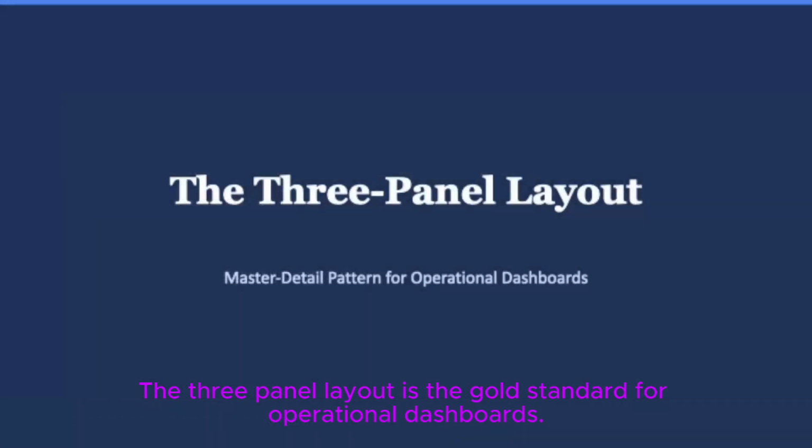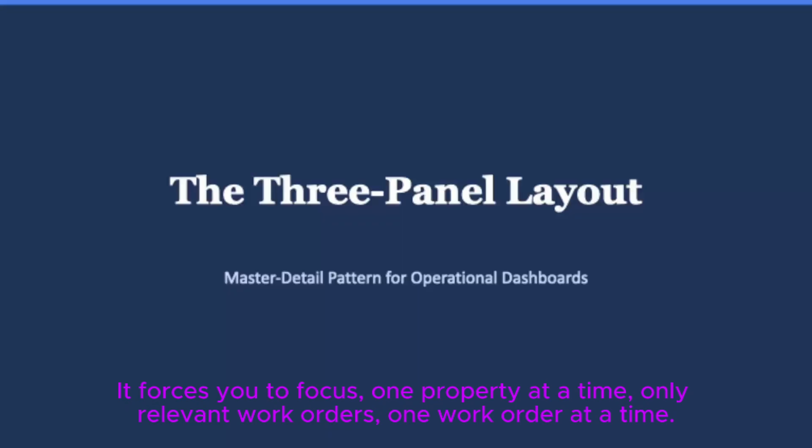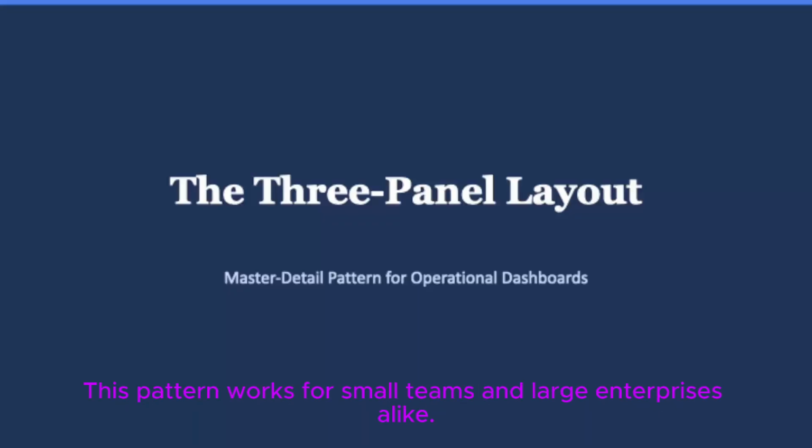The 3-panel layout is the gold standard for operational dashboards. It forces you to focus, one property at a time. Only relevant work orders, one work order at a time. This pattern works for small teams and large enterprise alike.